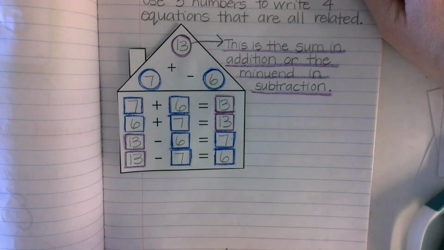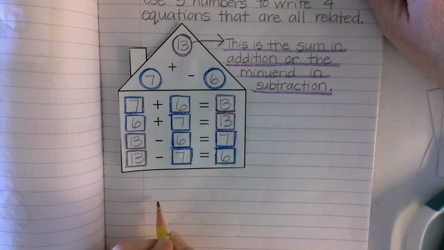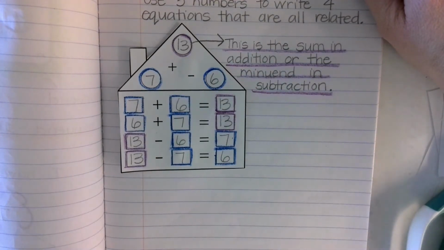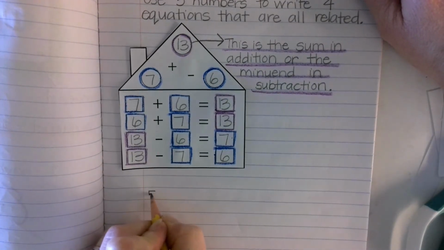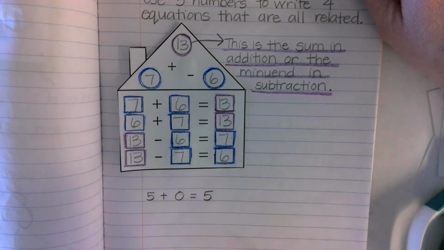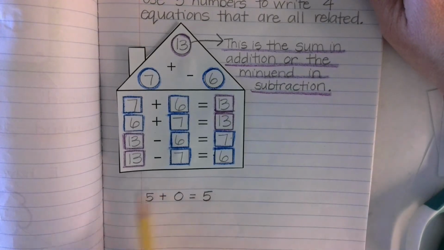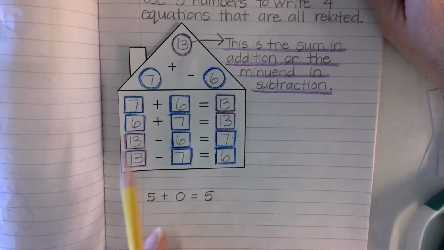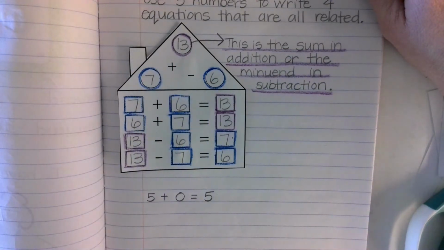Then down here, we're just going to write another fact family, but we're going to do it with a 0, okay? So you can see what that looks like. So let's use five plus 0 equals 5. So if this was in a triangle card, our 5 would be at the top. We'd have a 5 on the side and a 0. Okay. So 5 plus 0 is 5.